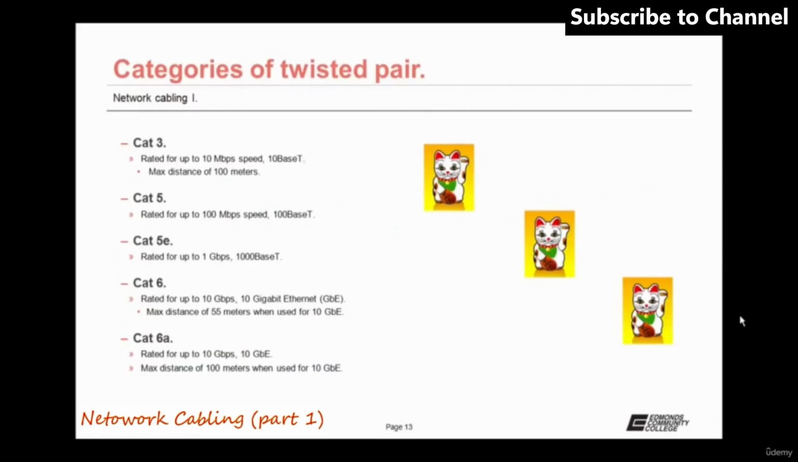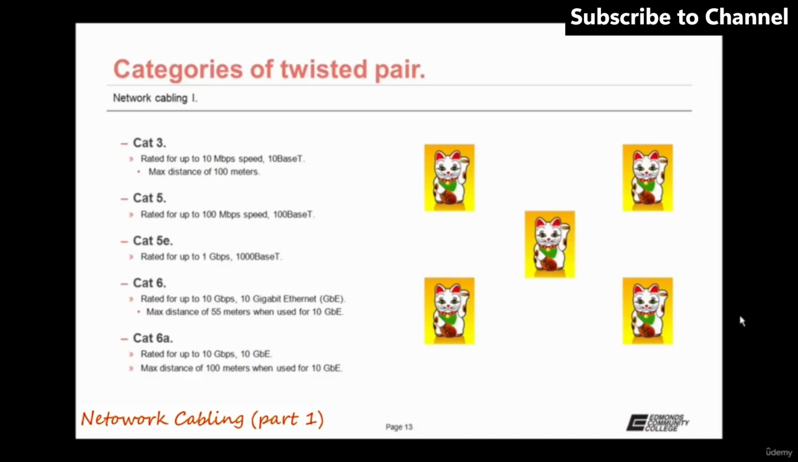Now let's move on to categories of twisted pair. And we begin with Cat3. Cat3 was rated for up to 10 megabits per second speed. That's 10BASE-T networking, and it had a maximum distance of 100 meters. By the way, unless I specify, all twisted pair cabling has a max distance of 100 meters. That 10 megabits per second wasn't quite fast enough, so then we got Cat5. Cat5 is rated for up to 100 megabits per second speed. That's 100BASE-T networking.